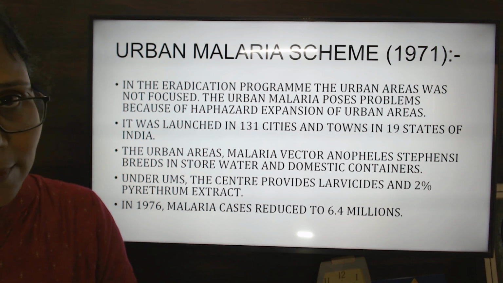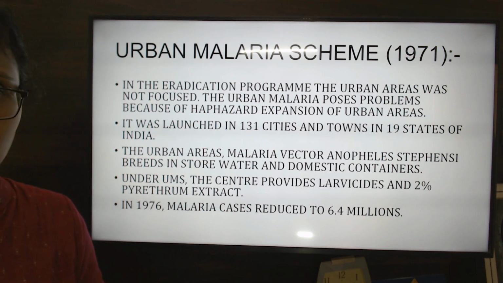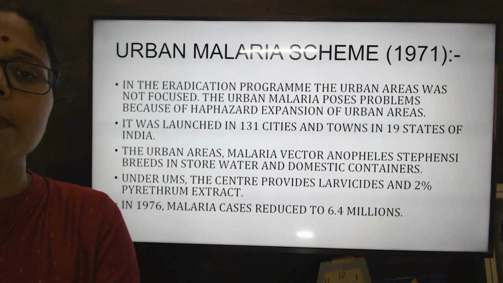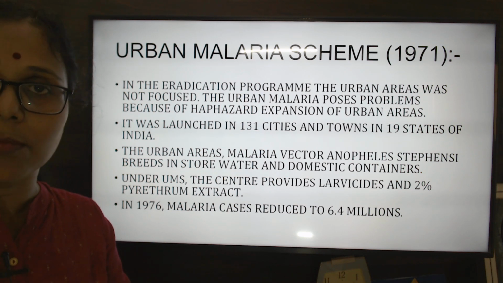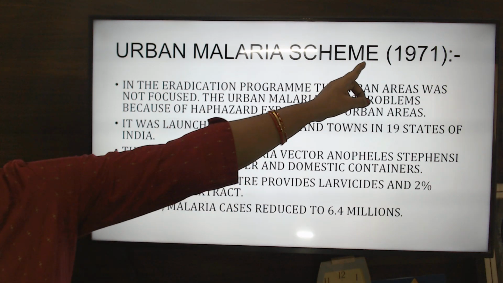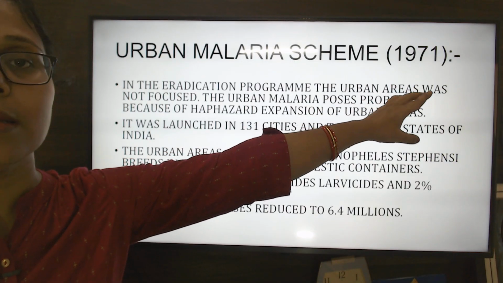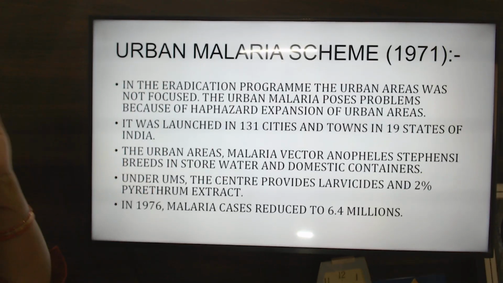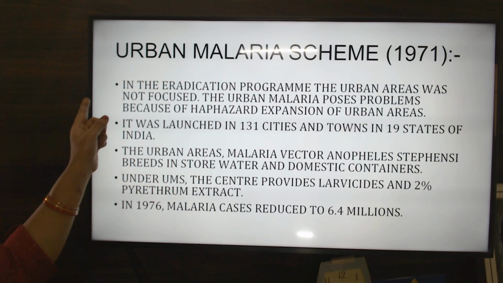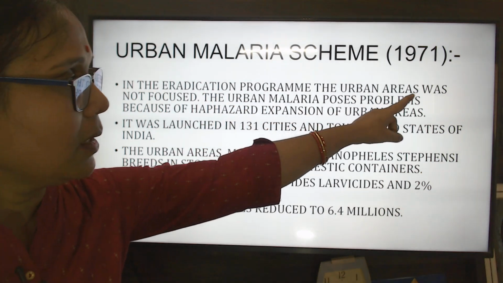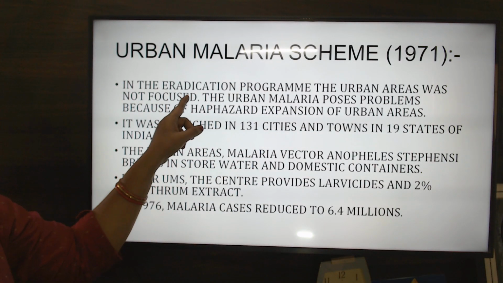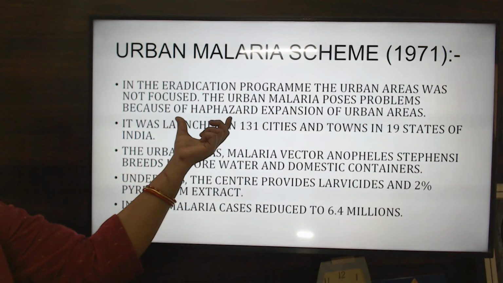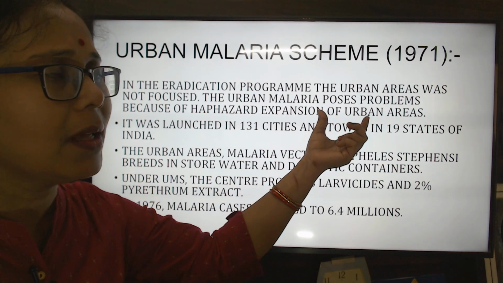And in 1971, industrialization occurred, and many factories and industries were launched. That's why people had to live in the cities and towns. So there was another rise in malaria cases in 1971, and this program was launched to give emphasis to the urban area. The urban malaria problem was caused by the haphazard expansion of the urban area.